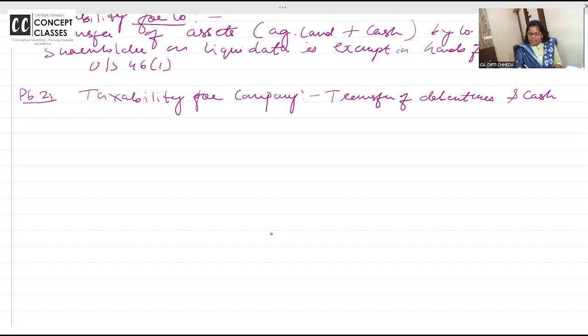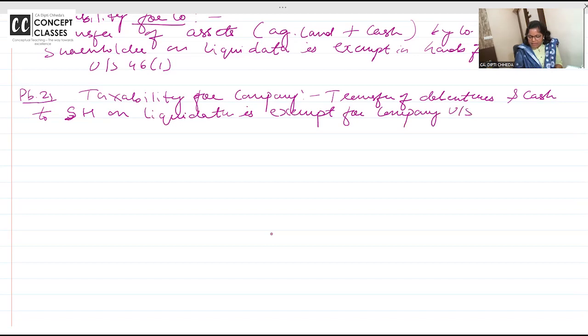Transfer of debentures and cash to shareholders on liquidation is exempt for the company under section 46(1). Clear to all of you?